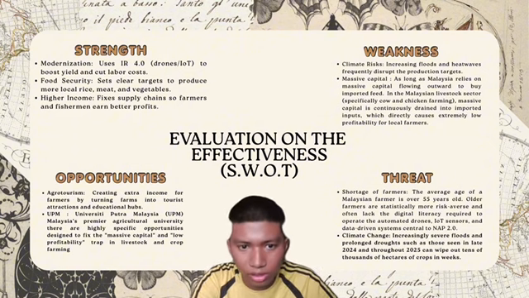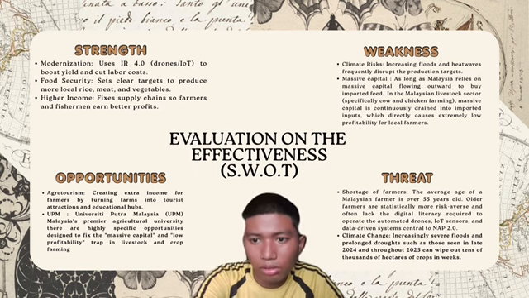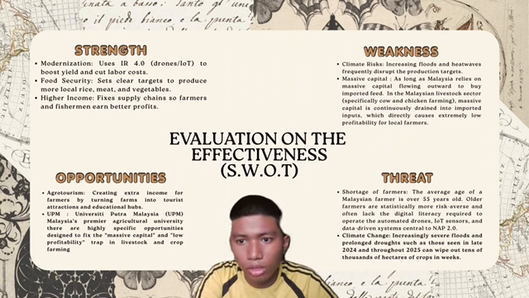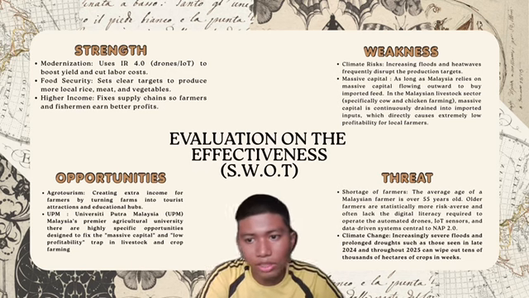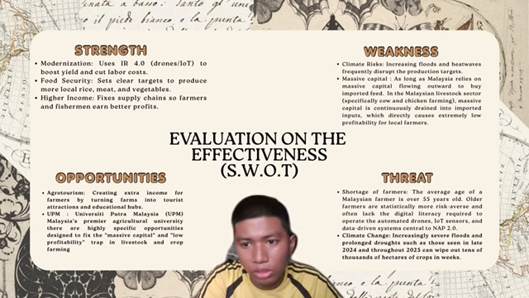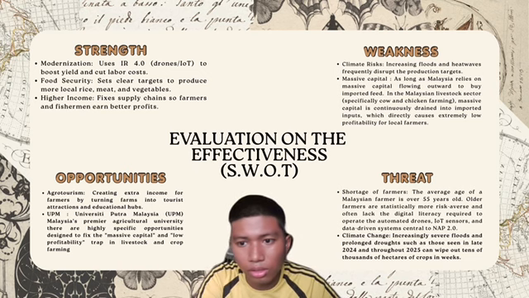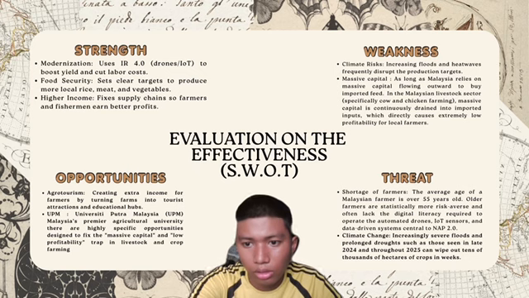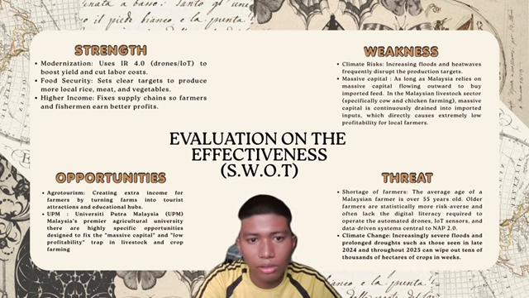It sets clear targets to produce more local rice, meat, and vegetables. So the Ministry of Agriculture and Food Security, KPKM, explicitly structures the framework of NAP 2.0 to center around prioritizing food and nutrition security. Rather than just acting as a side benefit, global shocks and pandemic-related disruption is the very reason NAP 2.0 was established. And lastly is higher income. It fixes supply chains so farmers and fishermen earn better profits.